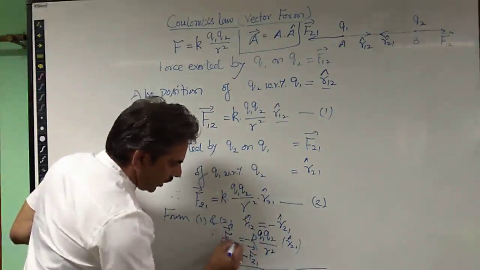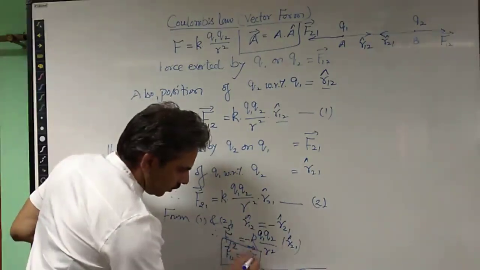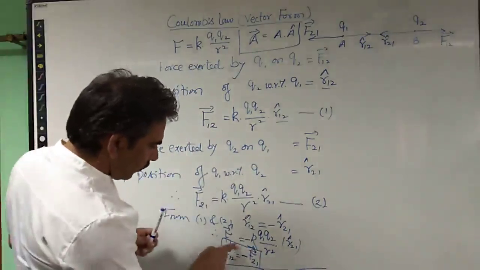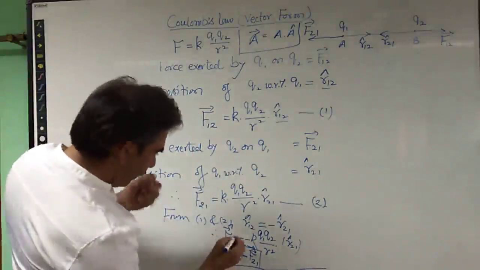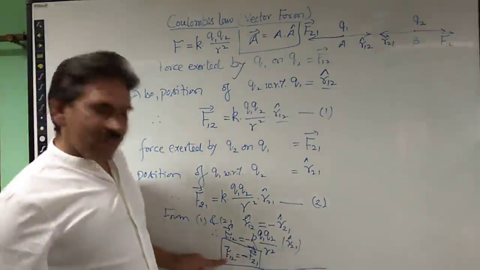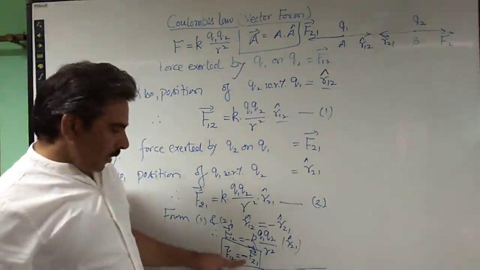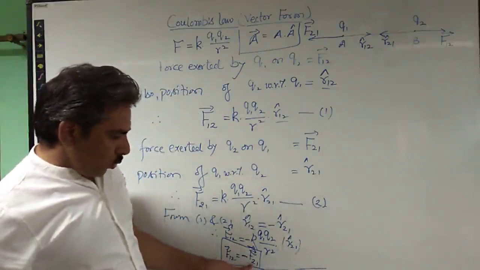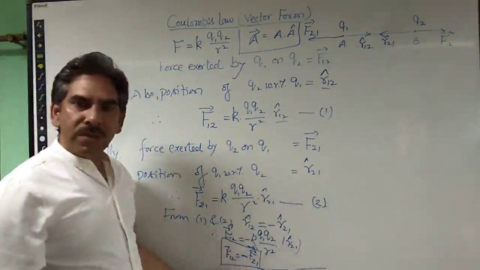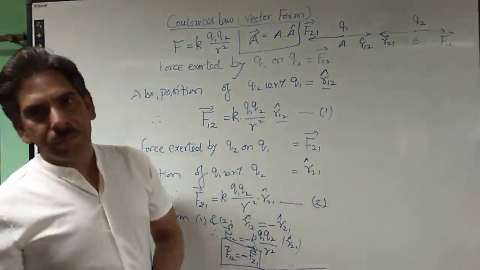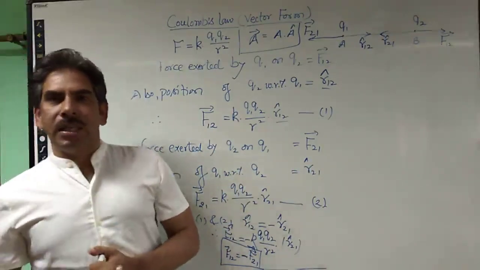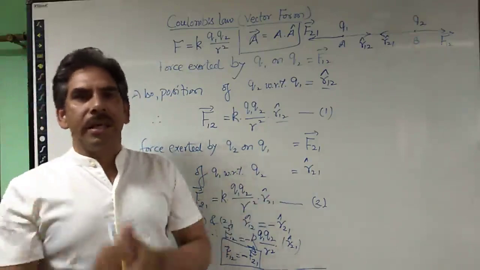So this is a very important result. What does this result say? This result says that the force exerted by charge 1 on 2 is equal to the force exerted by charge 2 on 1, but their directions are opposite to each other. So we have two equal forces which are directed opposite to each other. So from here we can say that the forces exerted by the two charges on each other are equal in magnitude but opposite in direction.